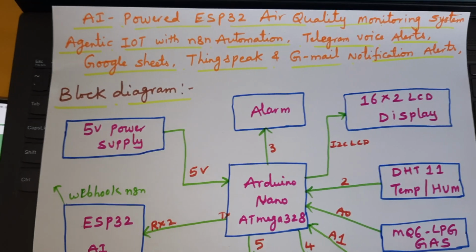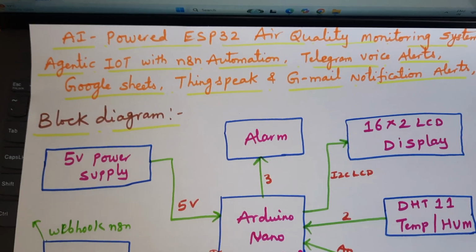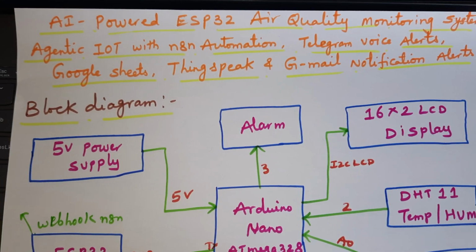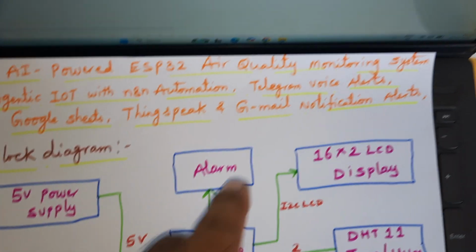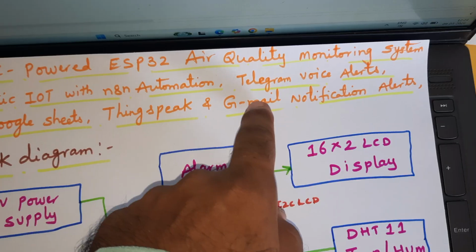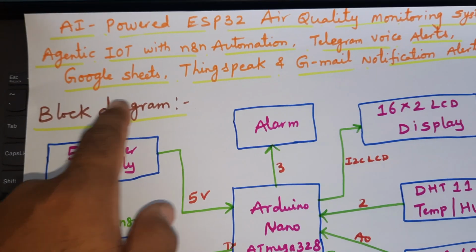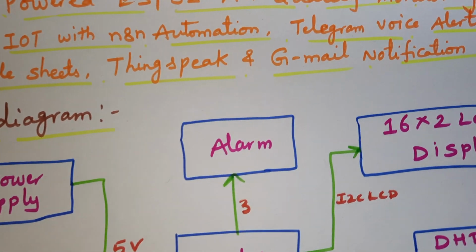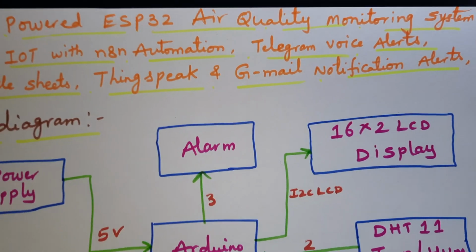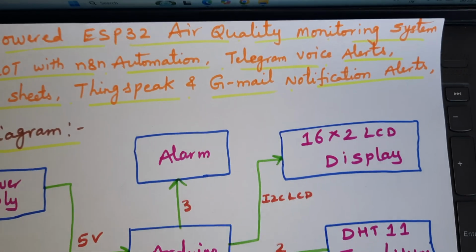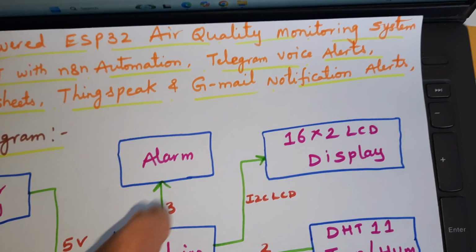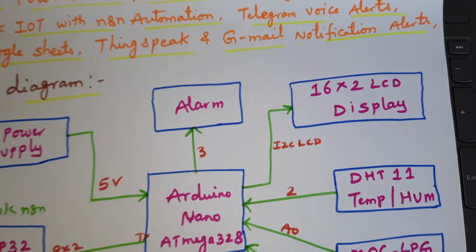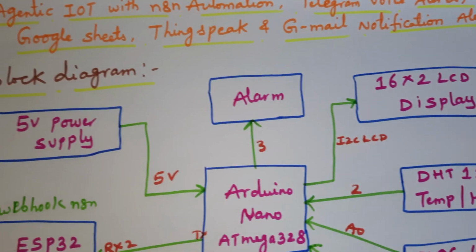The project title is IoT powered ESP32 air quality monitoring system using Agentic IoT with n8n automation and Telegram voice alert. The AI Telegram agent will send the voice alert, with Google Sheet data appending, ThingSpeak cloud monitoring, and live graphs monitoring. A Gmail alert is sent when temperature crosses 40 and humidity crosses 70. So like that, there are also gas alert and MQ6 and MQ9 carbon monoxide alerts.